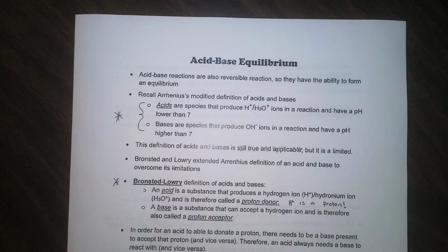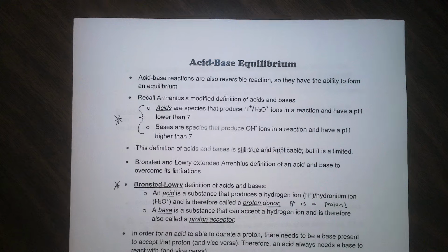When we look at acid-base reactions being reversible, they have to have the ability to come to an equilibrium. Okay? Either you go forward, you go backward, or you float between the two. And in order to float between the two, you have to have equilibrium.